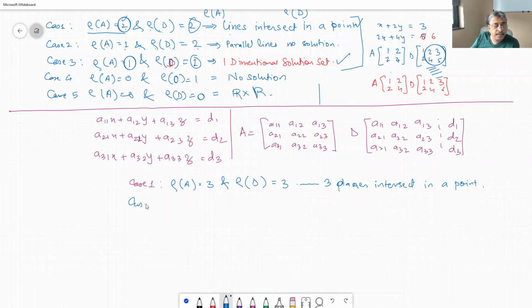Case 2. Rho A is equal to 2 and rho D is equal to 3. Tell me. Now you visualize and tell me what is this situation. Rho A is 2 and rho D is 3. Pause. Determinant of 3 by 3 is 0. But if you take any subdeterminant, some of them, not all, but at least one 2 by 2 subdeterminant is not 0.